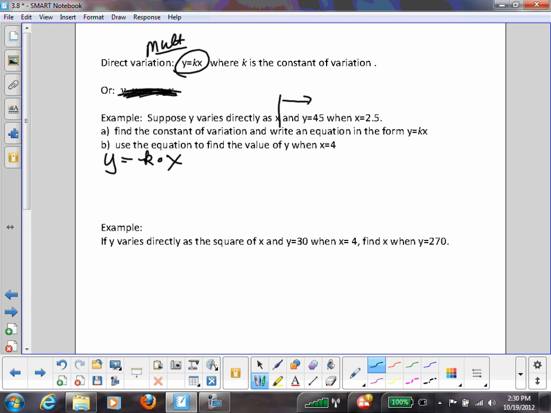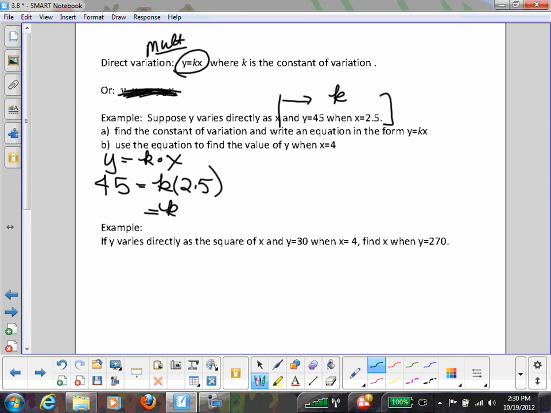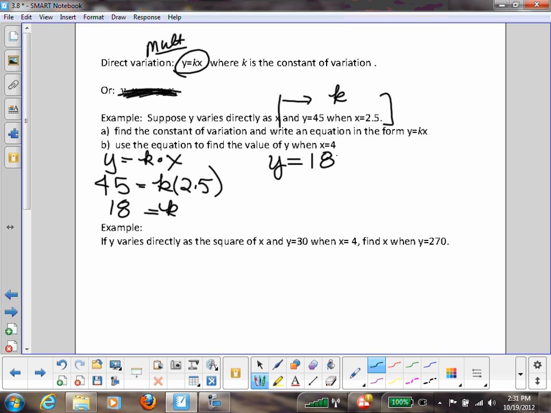And y is 45 when x is 2.5. This information here allows you to figure out what k is. If y is 45 and x is 2.5, we can figure out k by solving our equation. How would we solve for k? All right, so k then is equal to, what is 45 divided by 2.5? 18. All right. So then what we really have is y is equal to 18x. That becomes our basic equation. Now we know what our constant is.